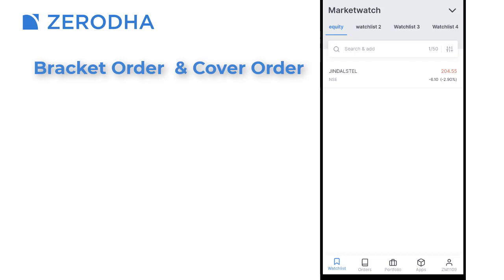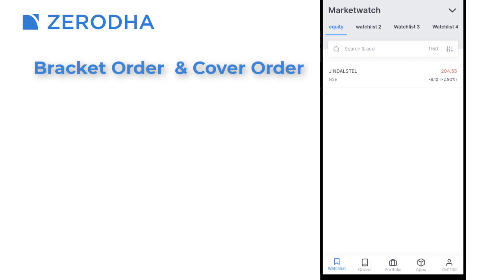If you don't want, you don't need to have it. Then it comes to cover order. Cover order has to go with the compulsory stop loss. So when you enter any trade, you need to place a compulsory stop loss, whether you're placing a buy order or a sell order. That is called cover order.